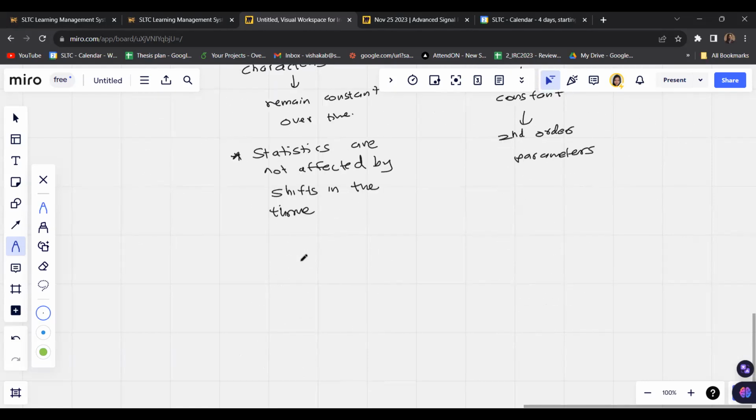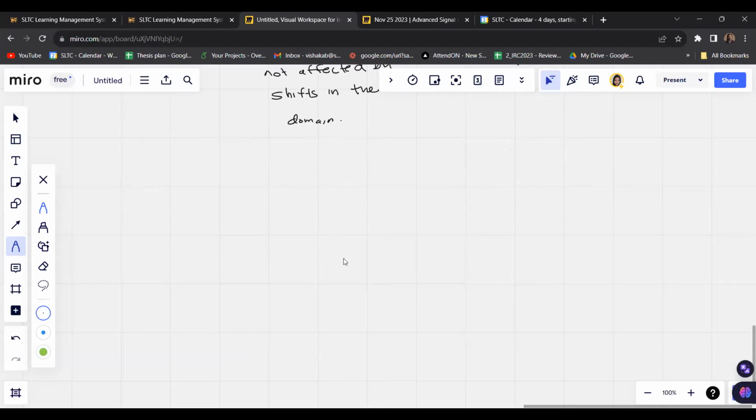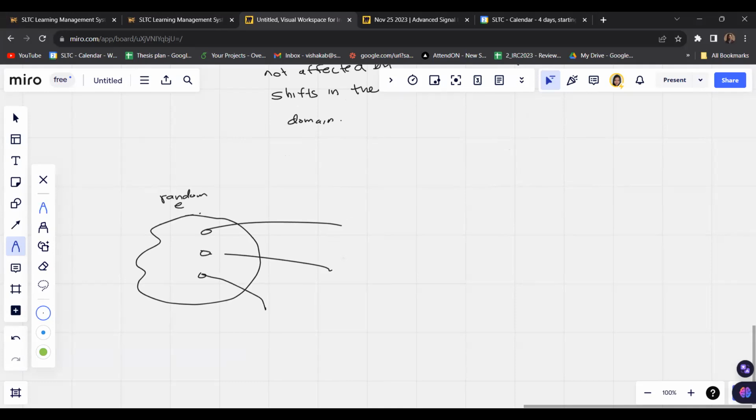When we talk about the parameters of these random processes, the statistics, as I said before, will remain unaffected by shifts in the time origin. So we will discuss the shifts in the time domain, which means that if there is a certain random process that gives out random outputs, we take that these outcomes come from a certain random experiment.